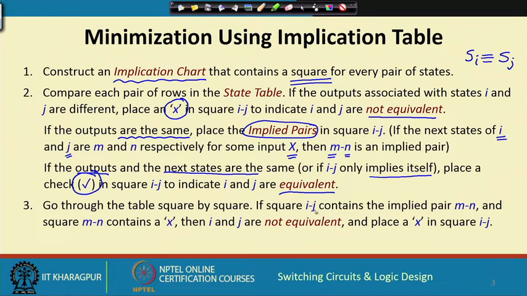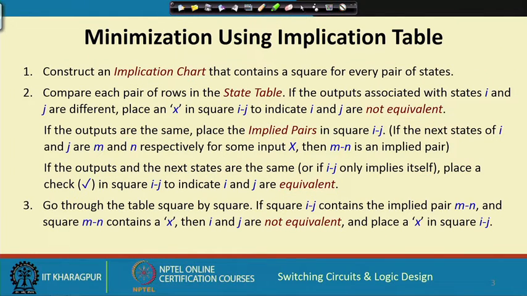If a square i j contains the implied pair m n, and in the implication table the square between m and n has an x, which means m and n are known to be not equivalent, then you can place an x in the square. You can mark them as not equivalent.